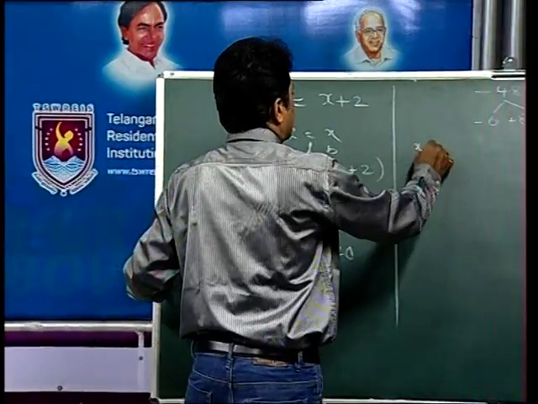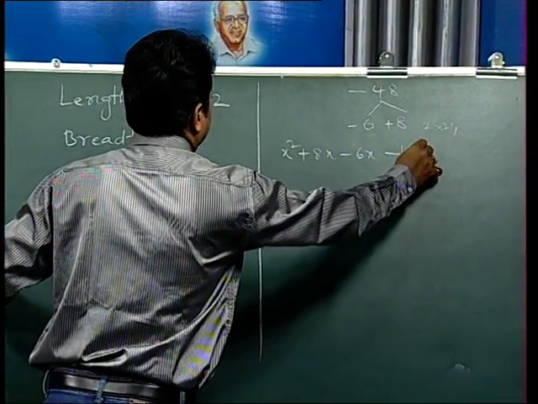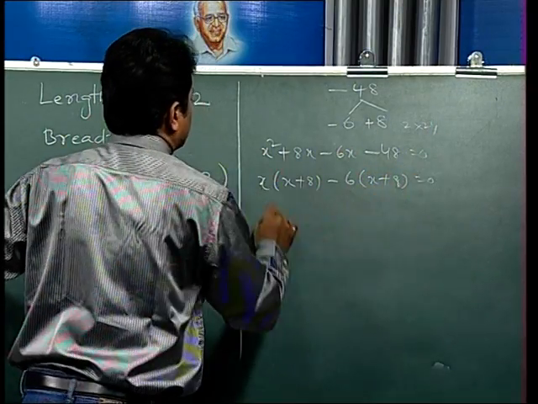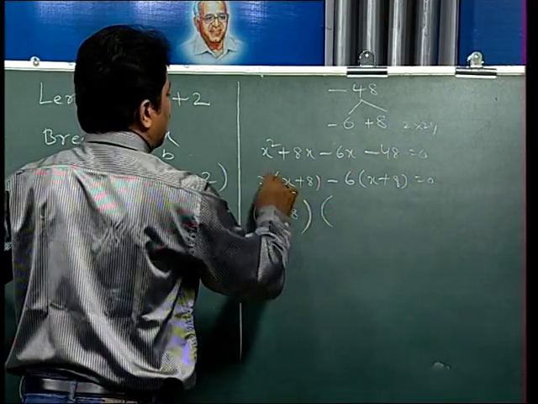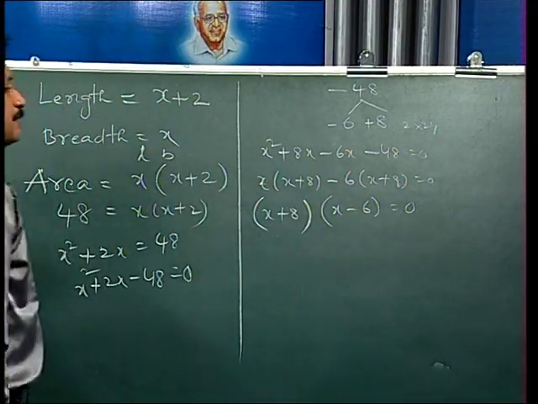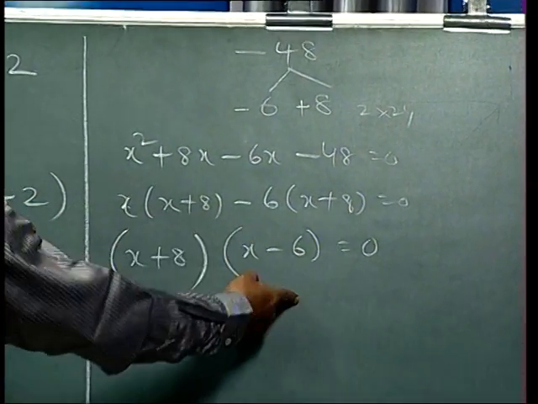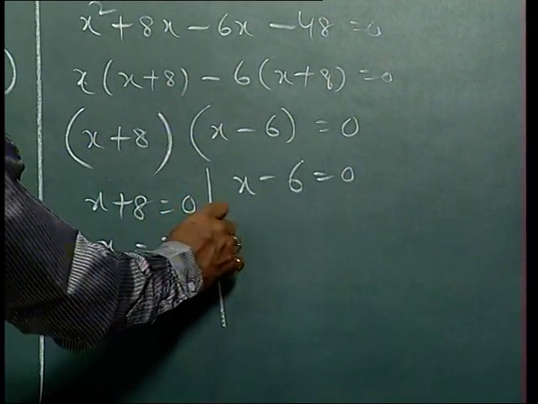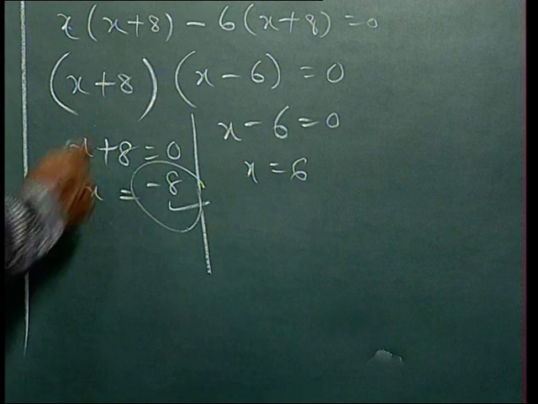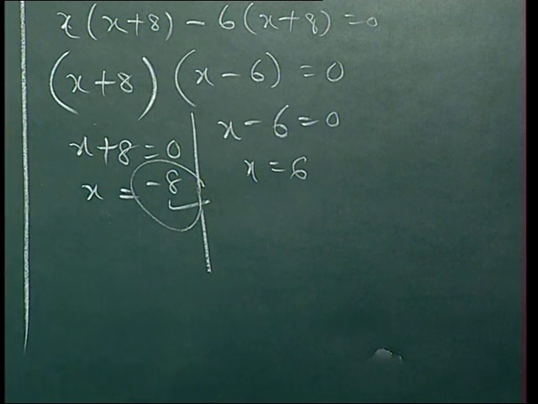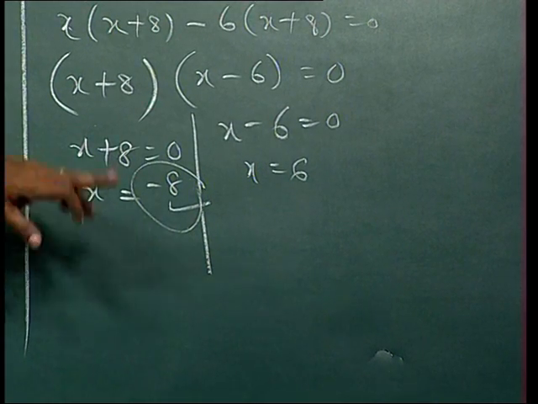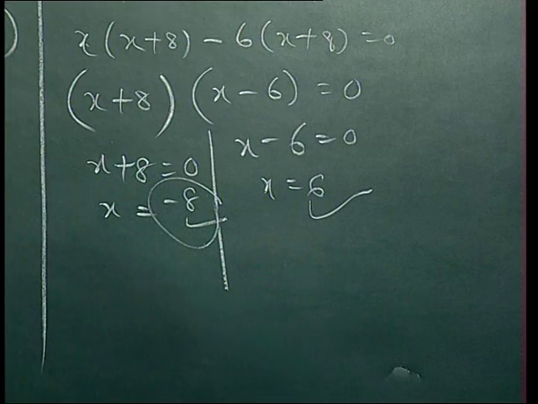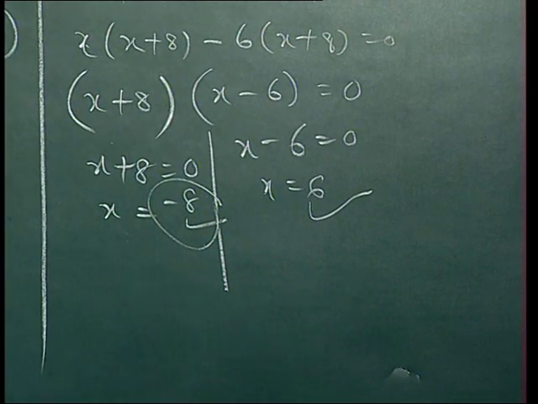Then you write it as x square plus 8x minus 6x minus 48 equal to 0. Take x common from the first two terms, x plus 8, and take minus 6 common from the others, x plus 8, equal to 0. Taking x plus 8 as common, you have x minus 6, which is equal to 0. The product of two numbers equal to 0 means either a equals 0 or b equals 0 or both are 0. So, x plus 8 equals 0 or x minus 6 equals 0, x equals minus 8 or x equals plus 6. You can't take minus 8 because it represents the breadth of the rectangle. Length or breadth are measurements which cannot be negative, you have to take positive only. So, breadth is 6 units, then length is 8 units.